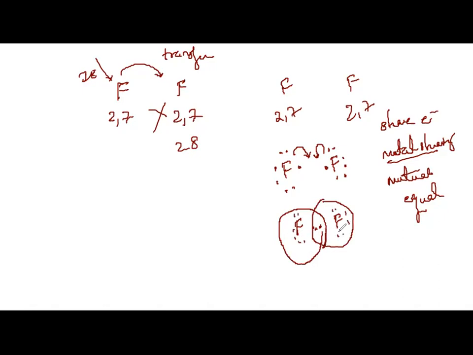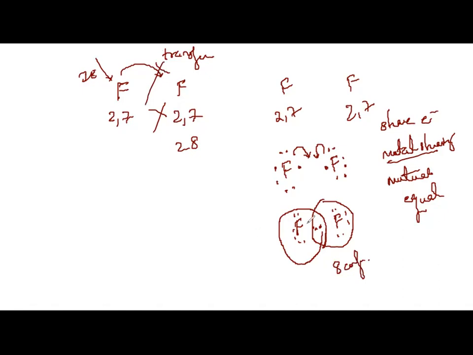Now, after sharing 1 electron each, have they completed their octet? 2, 4, 6, 8. 2, 4, 6, 8. Yes, both of them have octet configuration, that is 8 electrons in the outermost shell, and both have become stable. So unlike a transfer, there is mutual sharing of electrons.